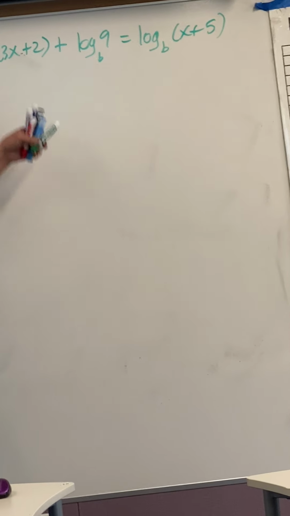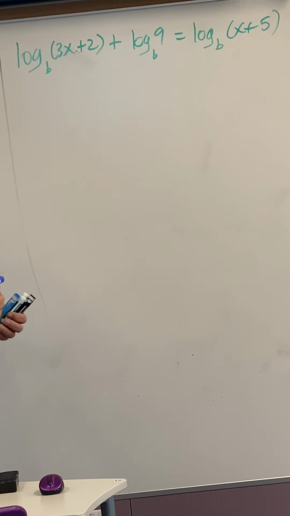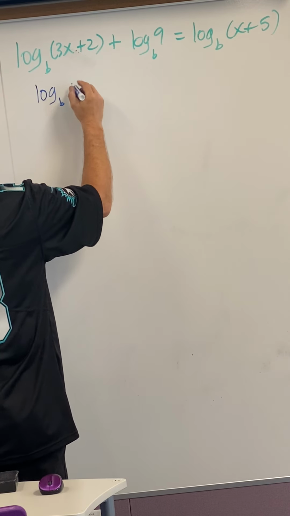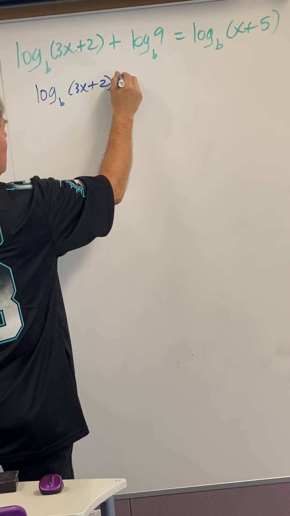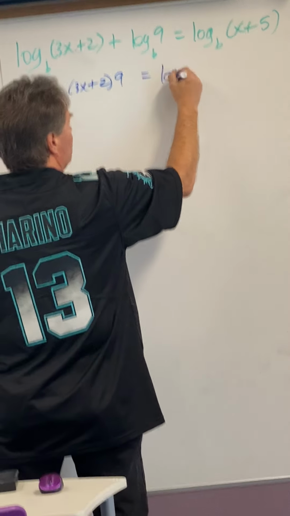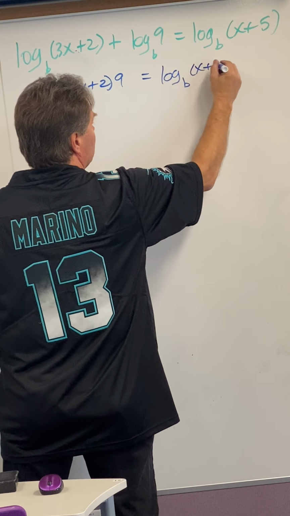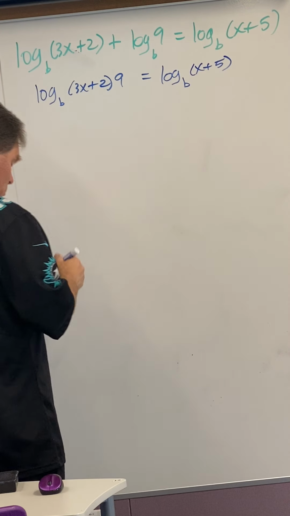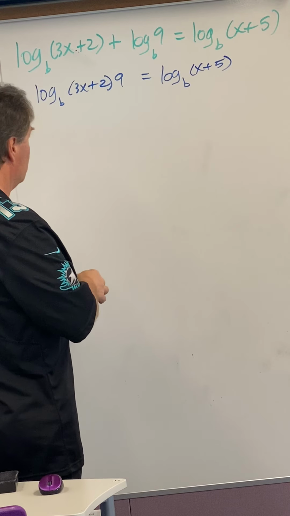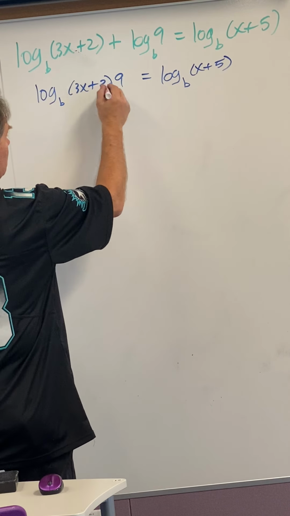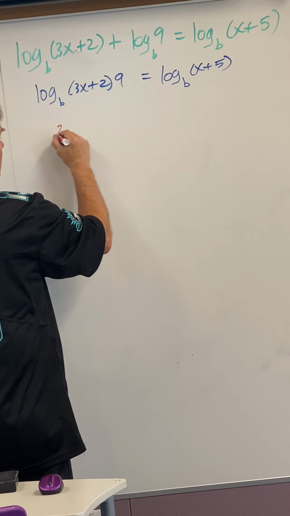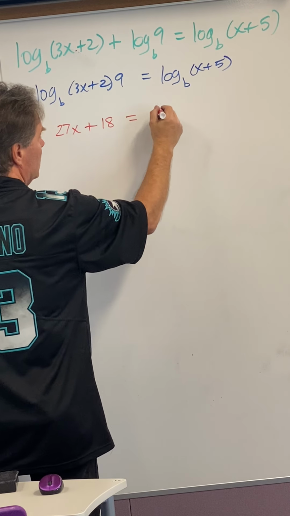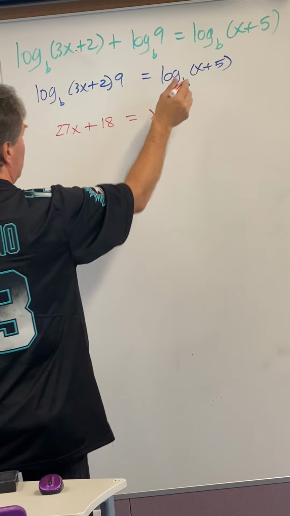Who cares that it's base b? We're going to throw away the bases anyways, so it doesn't really matter. Anyways, it's addition, so I can make that into log of multiplication: log base b of (3x plus 2) times 9 equals log base b of (x plus 5). See, it doesn't really matter. At this point, we're going to throw away the log base b's, and we get (3x plus 2) times 9. I'm going to distribute the 9 and call it 27x plus 18, equals x plus 5, because I threw away the bases.